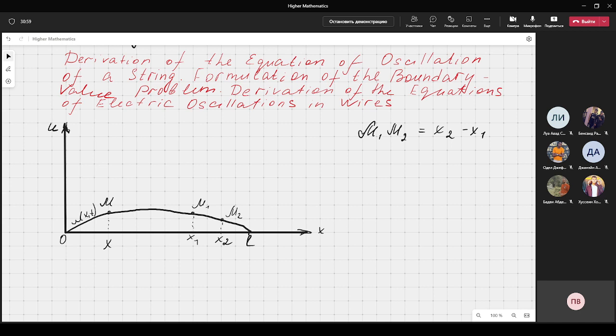We also assume that the tension of the string at all points is the same. We denote it by capital C. Consider an element of the string M1M2.